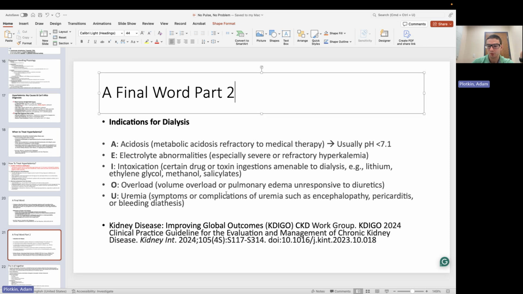And then U is uremia, right? So uremia can cause encephalopathy, pericarditis, and bleeding diatheses. All could be really, really traumatic in the right circumstances, right? So uremia that's not responding to medical management is also an indication for dialysis.